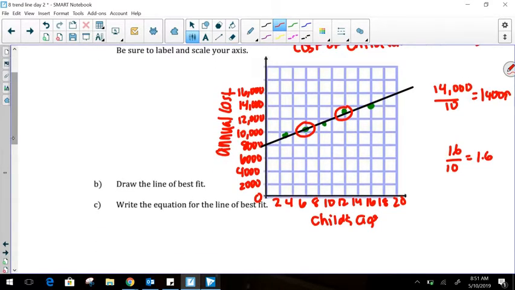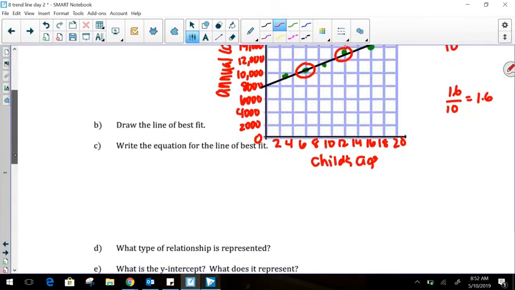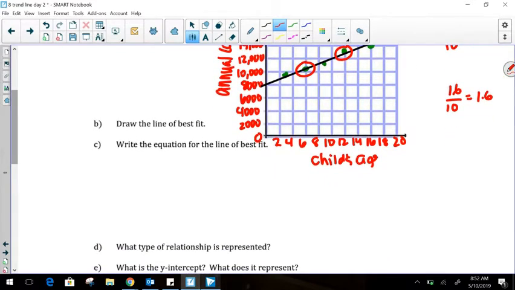All right, now I need to write the equation for those points. So I need to write those ordered pairs down. So that's 6 and 10,700. And then what I have 12 and 13,000. Okay, so I have x1, y1, x2, y2. So to write my equation, first I need to find my slope.